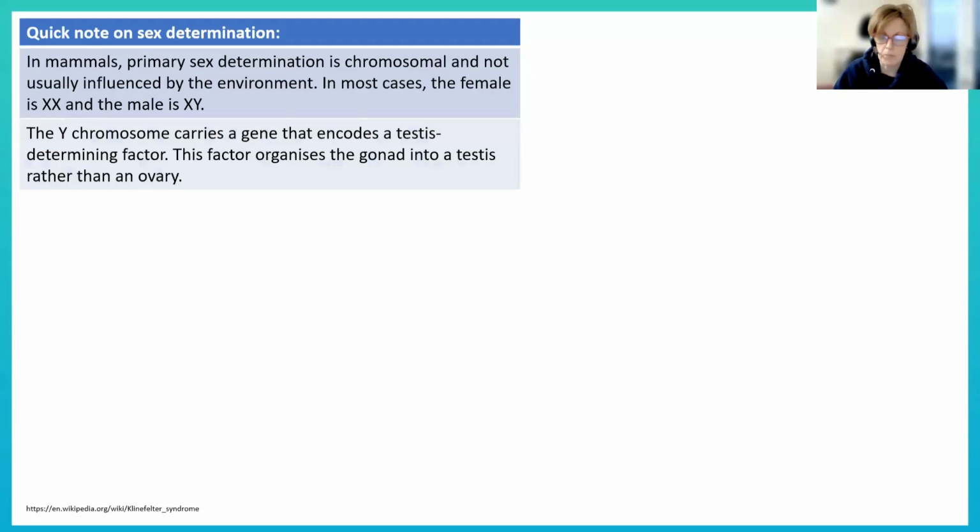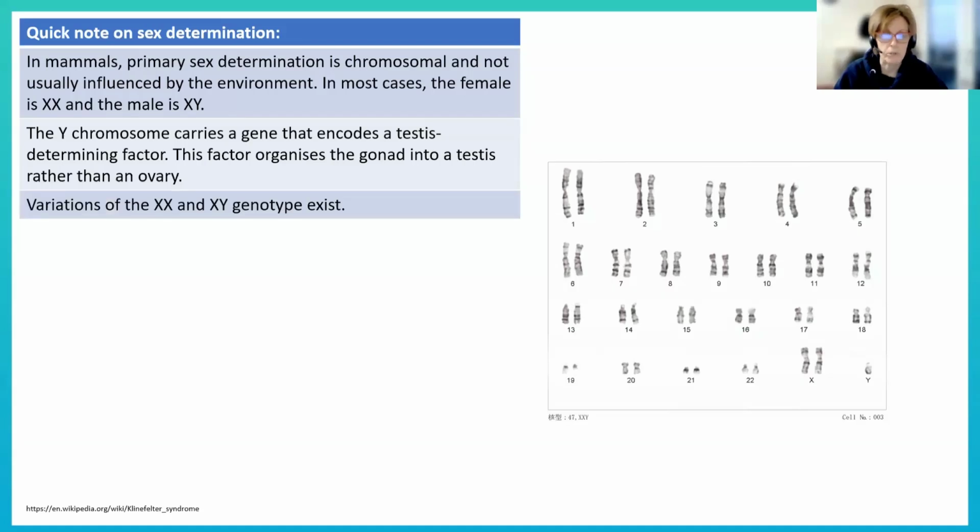So the Y chromosome is a chromosome that carries the genes which encode male phenotypes. So it encodes genes that allow testes to develop rather than the ovary instead. So you're only getting one or the other. But there are variations of this XX and XY genotype. So you should be aware of this, particularly because you're on access to medicine and healthcare courses. So you will come across it in those professions.